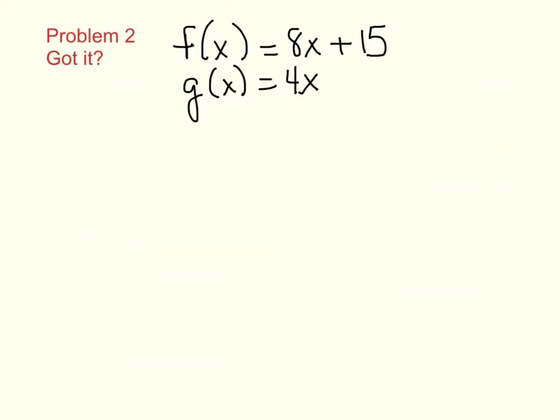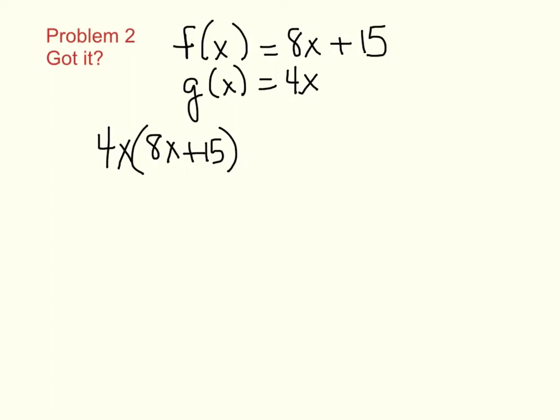So in problem number 2, we have two functions, f of x and g of x, and now we have to multiply them. So all we do is multiply them together. It doesn't matter which one goes first because when multiplying, the order doesn't matter. Since f of x is a monomial and g of x is a binomial, I'm just going to do that.